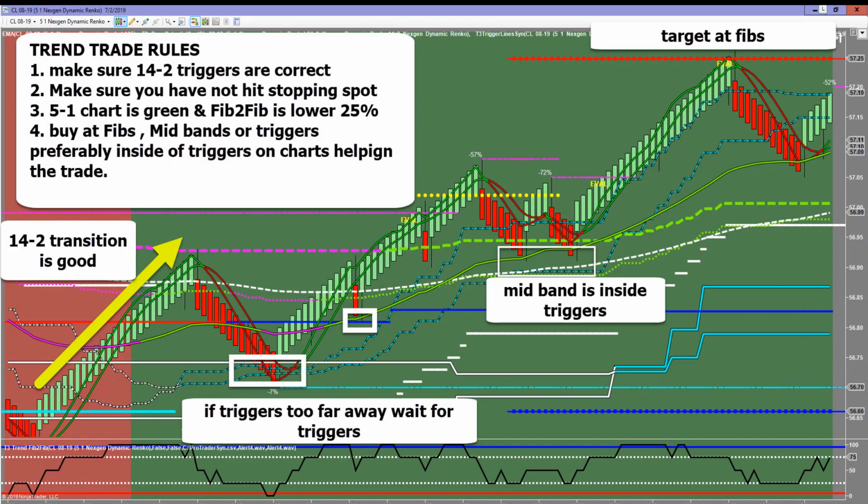Again, this is a 5-1 chart. And again, it's the same thing. We do this 1,000 times a week. Trend trades, 14-2 chart triggers are correct. Make sure you haven't hit a bad spot.